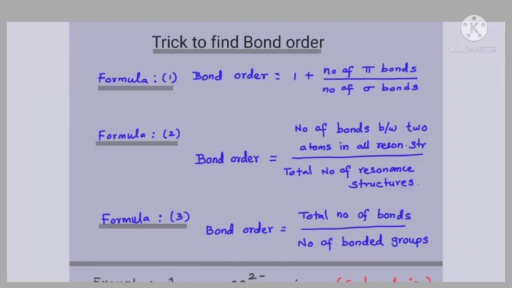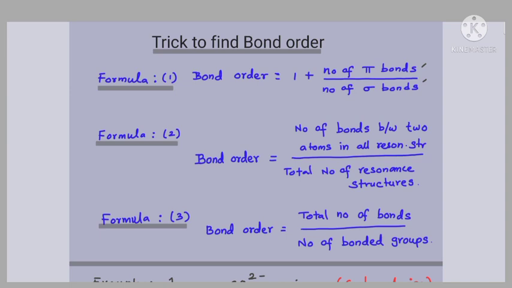So in this video, I'm going to discuss a trick to find bond order. Here I'm going to discuss three different formulas. Formula number one: bond order is equal to 1 plus the number of pi bonds divided by the number of sigma bonds. That's the first formula.